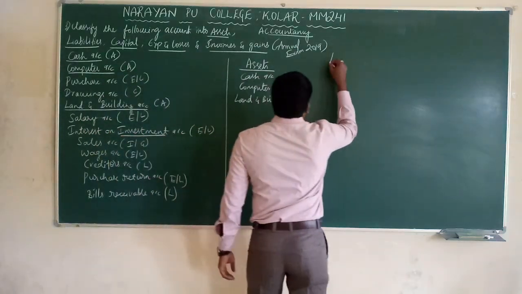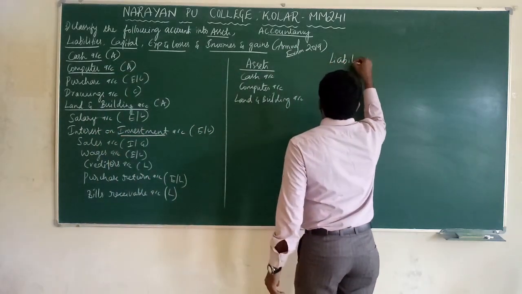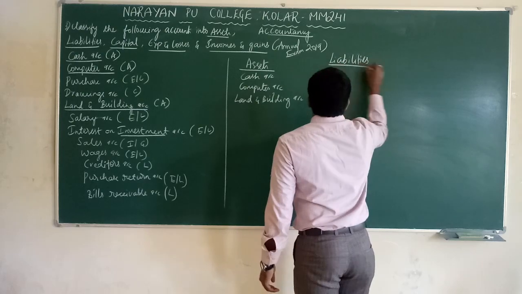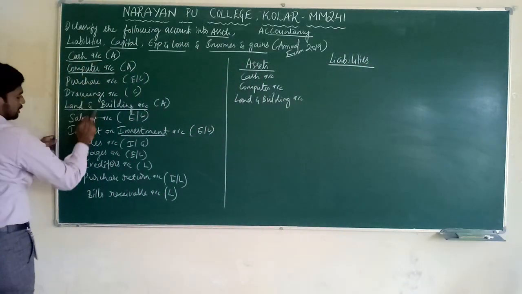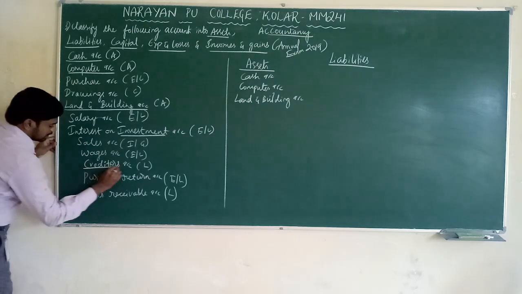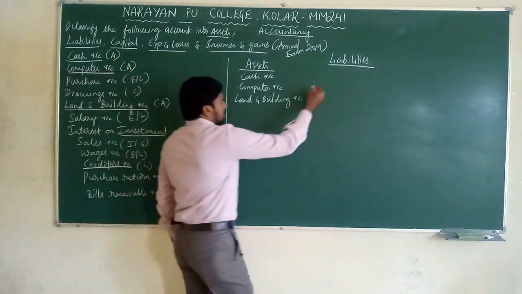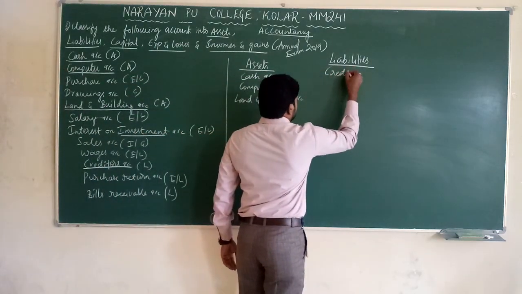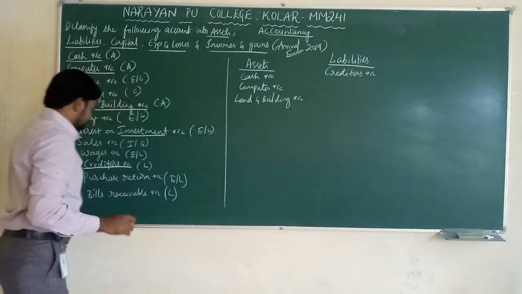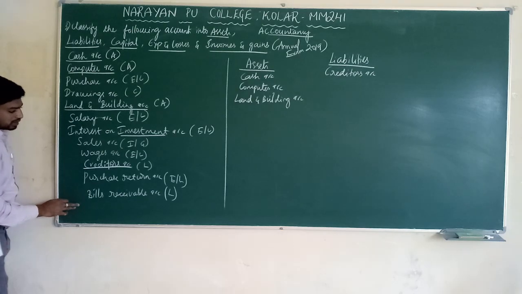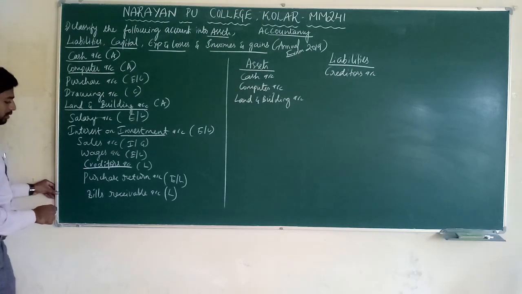Next, liabilities. Which items come under liabilities? Check it once. Liabilities. Creditors come under liabilities. Creditors account. Sorry, wait a minute.